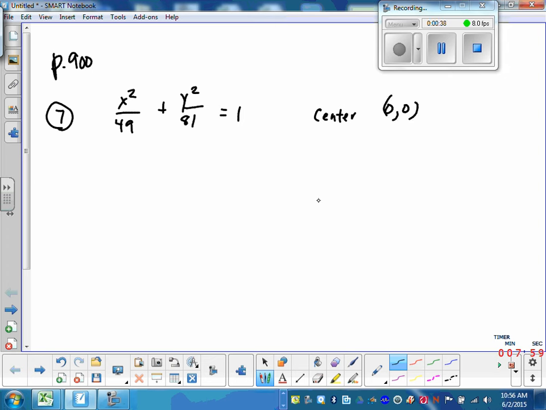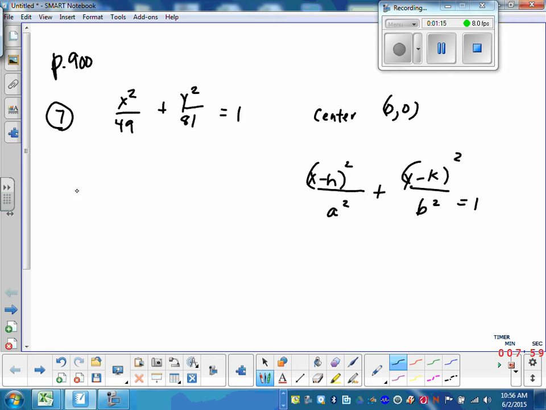And the biggest reason we know this is because the standard form for an ellipse is x minus h squared over a squared plus y minus k squared over b squared equals 1. And so the h, k could be 0, 0. And so we talked about this yesterday. This is the ellipse with the center at 0, 0.